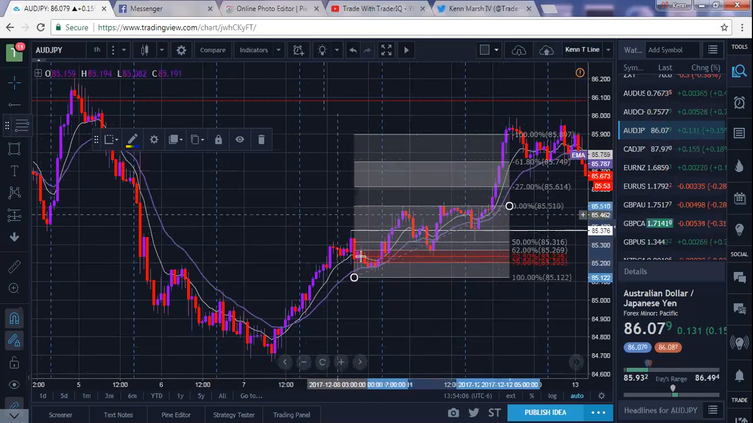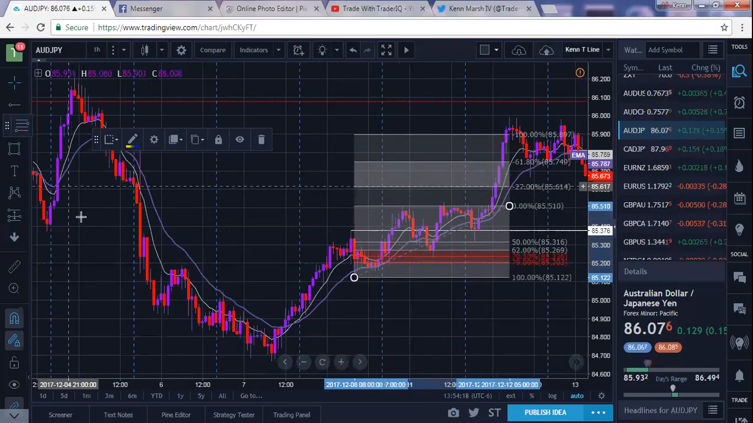If you were in my group, you actually saw this trade. I actually took snapshots of this and sent it out to my group so that they can see what happened, why I entered, and how everything worked out.